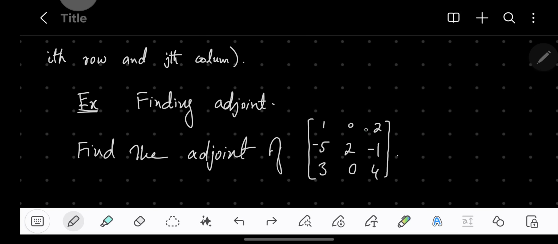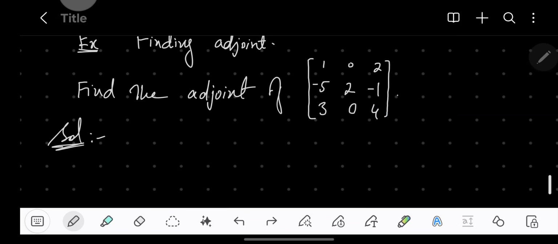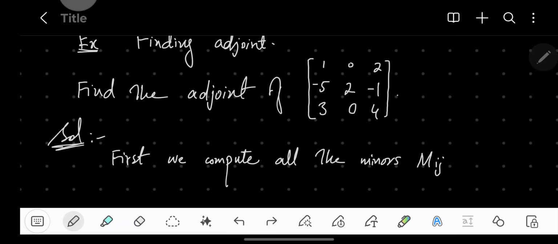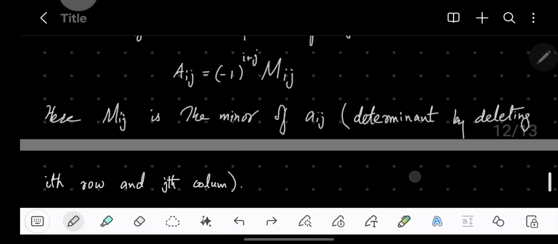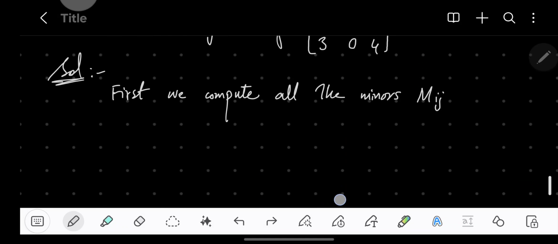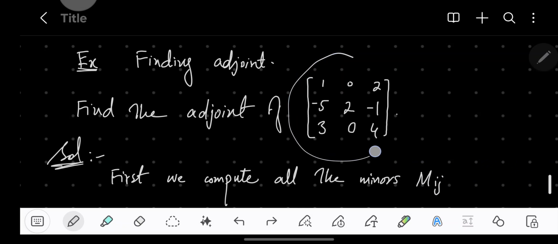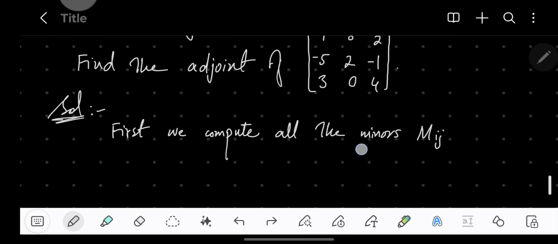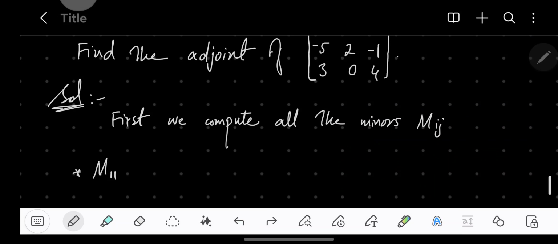So in this example, we have to find the adjoint. In order to find the adjoint, we need all the cofactors and all the minors. So first of all, we will compute all the minors. I told you the minor is obtained by deleting the ith row and the jth column. There are a total of 9 elements in this matrix, so we will need all 9 minors. First, we will talk about M11.